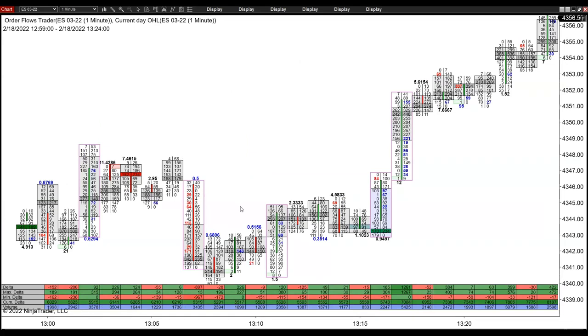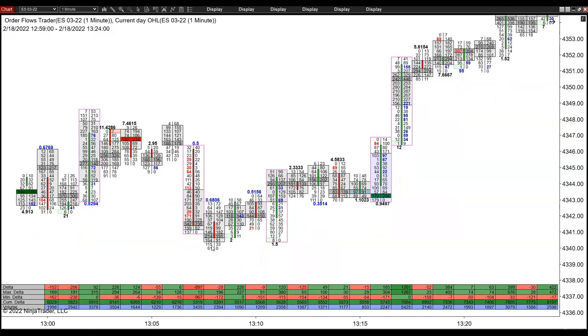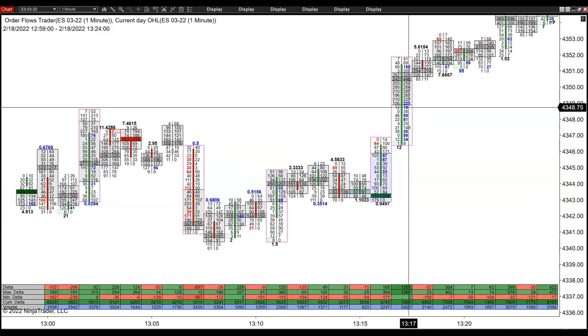Stick with the E-minis, right? So here's your swing low, okay? And the market starts moving up, right? And we got a prominent point of control right here, okay? It's a nice prominent point of control right before the market popped.